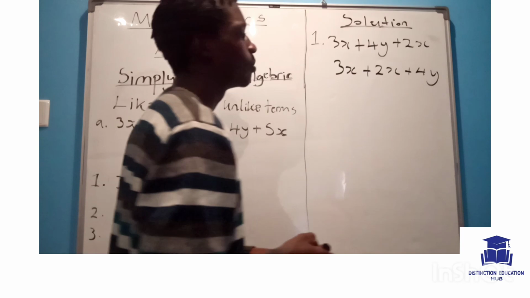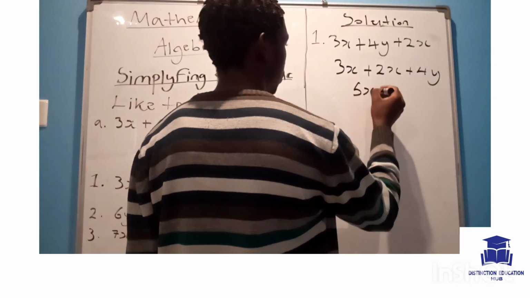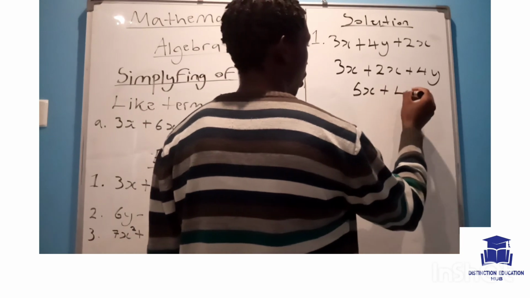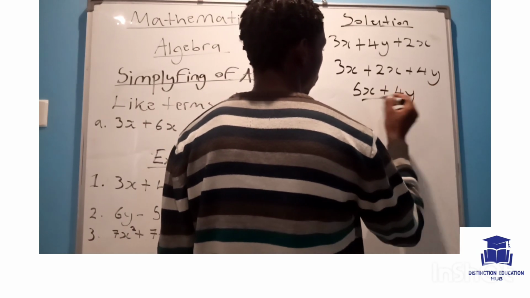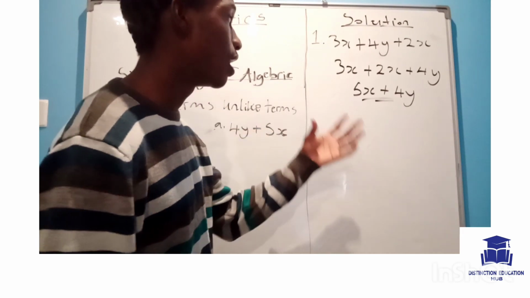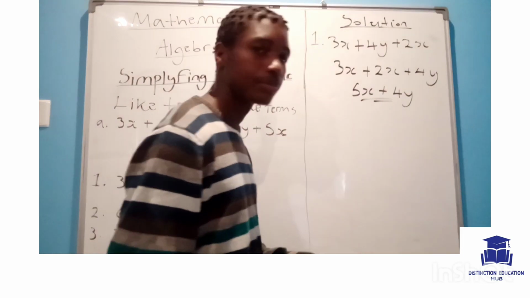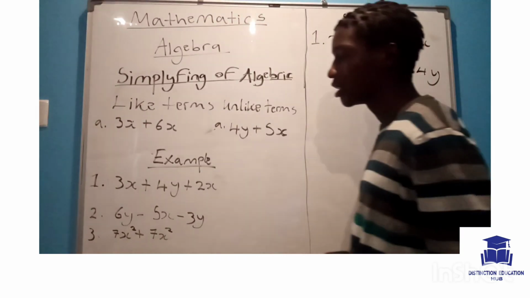What is 3x plus 2x? You get 5x. Then you just add the 4y. You end here, you can't go any further because these are now unlike terms. You can't add 5x plus 4y. We look at the second example.